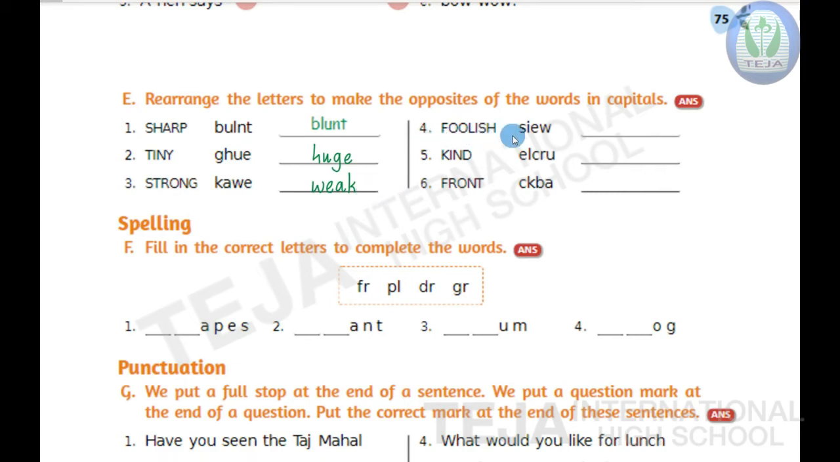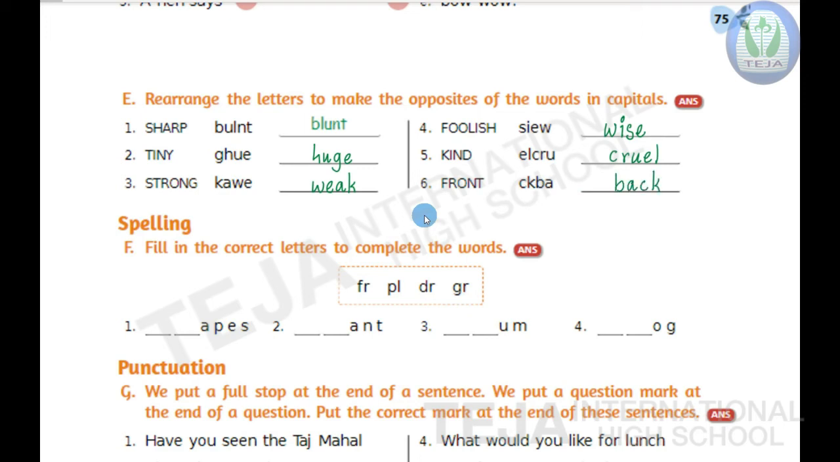Fourth one, foolish. Opposite is, use the words foolish, wise. W-I-S-E, wise. Fifth one, kind. The opposite of kind is cruel. C-R-U-E-L, cruel. And the last one is front. Front opposite is back. Front, back.